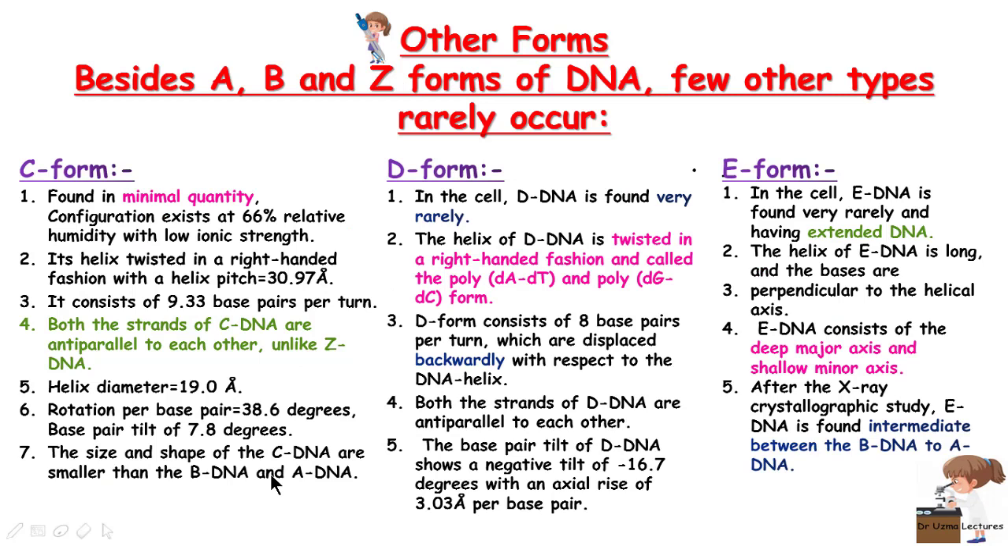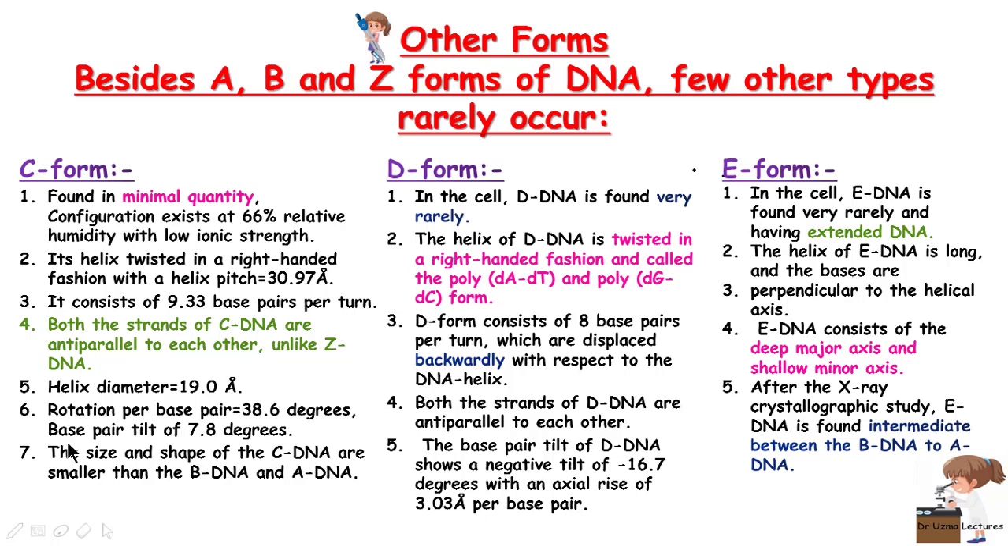There are some other forms of the DNA along with A, B and Z. There are the C form, D form and E form. The C form is found in a minimal quantity, at approximately 66% relative humidity along with the ionic strength, and it has a right-handed helical turn with a helical pitch of 30.97 angstrom. It consists of 9.33 base pairs per turn, and both the strands of the C-DNA are antiparallel to each other, unlike the Z-DNA, and its helix diameter is 19 angstrom.